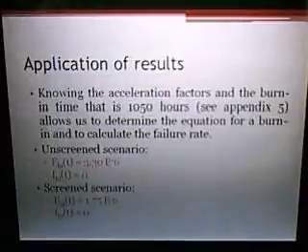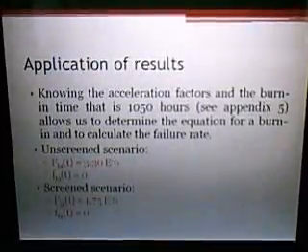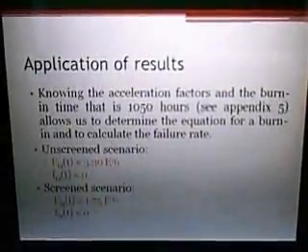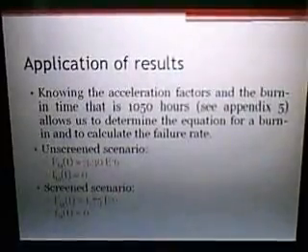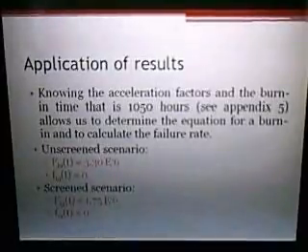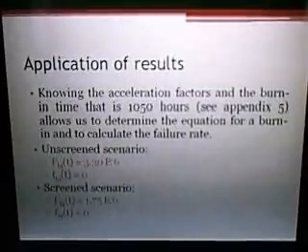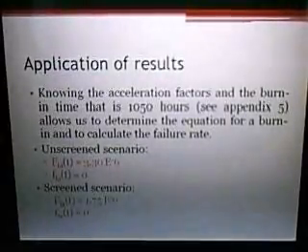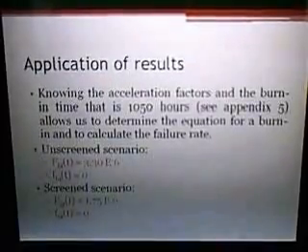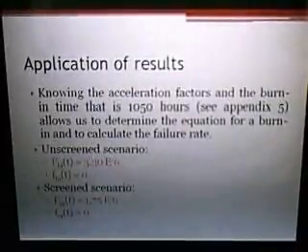Knowing the acceleration factors and the burn-in time of basically 1,000 hours allows us to determine the equation for burn-in to calculate the failure rate. So for the unscreened scenario, we have a failure rate burn-in time equal to 0 for both cases. So again, this leads us to the belief that an efficient screening time, time-efficient and cost-effective for a company to implement, is not present in this particular case.